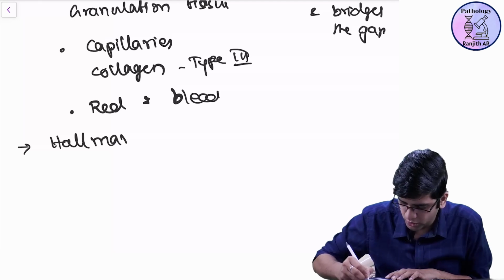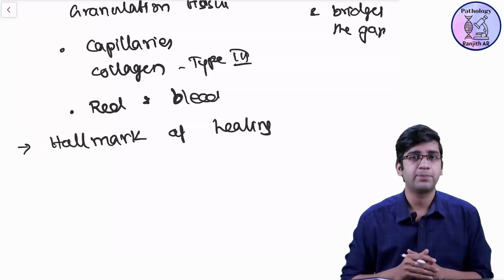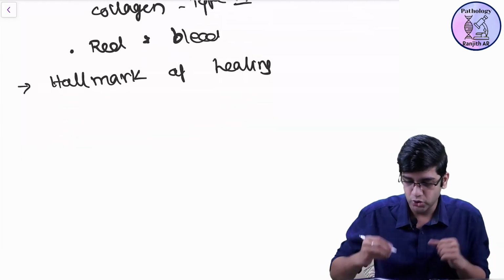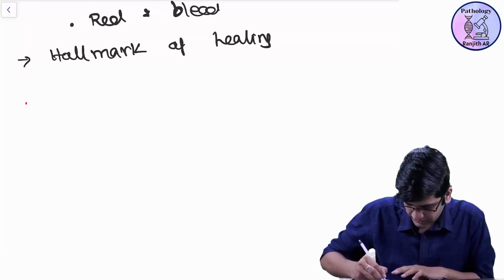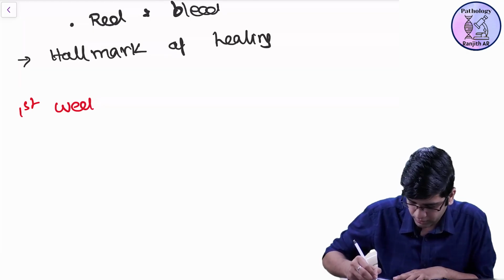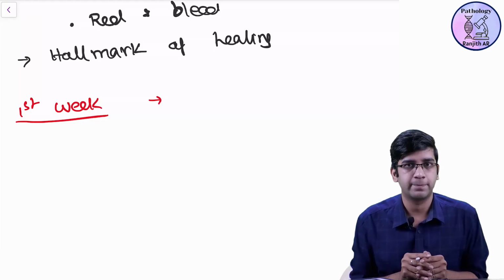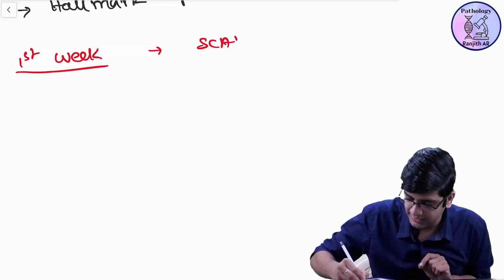Okay, this is granulation tissue, which is a hallmark of a healing process. That's about granulation tissue and how it is formed. After granulation tissue, the work is not stopped. Around the first week, a good amount of mature collagen will be formed. A good amount of scar will be formed. Around the first week, it will change to a scar.